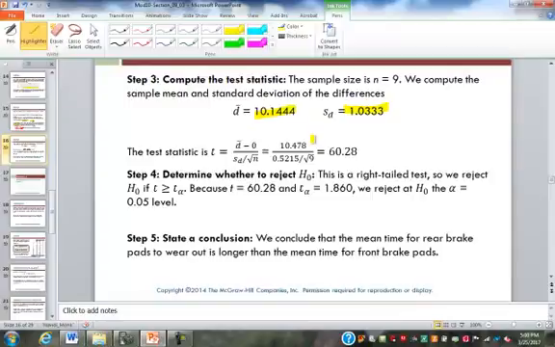Okay, you got a typo here, it looks like. This should be 10.1444, and this should be 1.0333. Here, I'm going to pause. I'm going to run this through the calculator. I'm going to see which numbers are actually used for that test statistic.